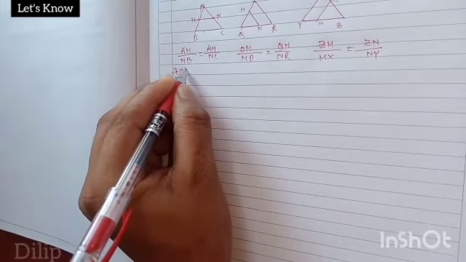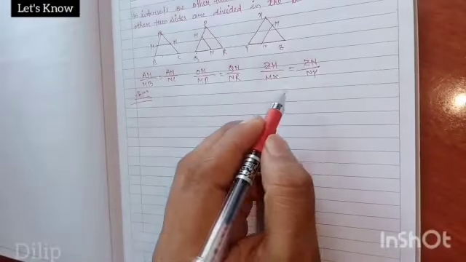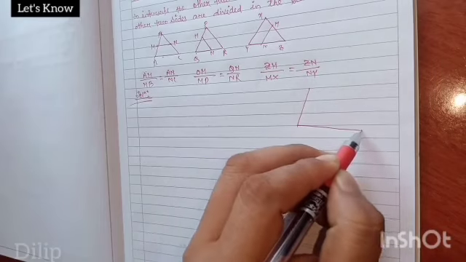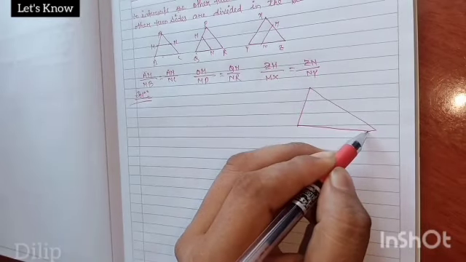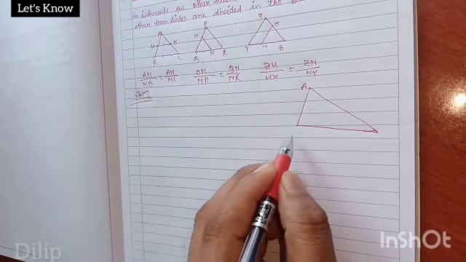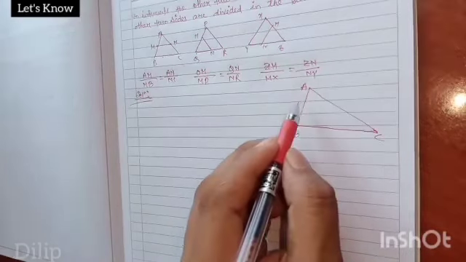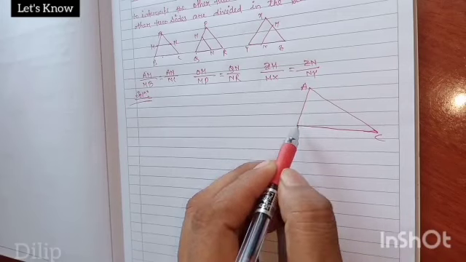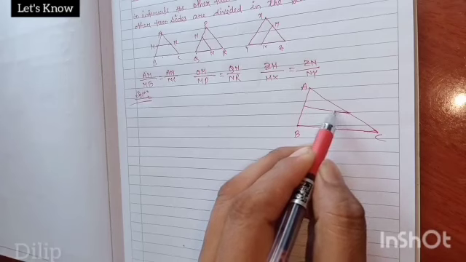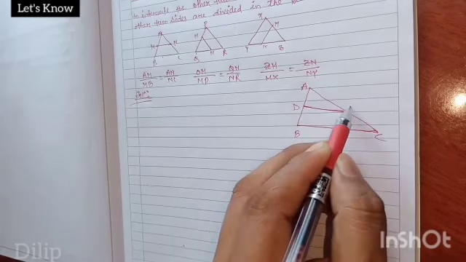Solution. You draw one triangle. I have drawn one triangle this way for solving it. This is A, B, C. And I have drawn one more line segment parallel to BC. Here I have drawn it, and I want to give you these points D and E.